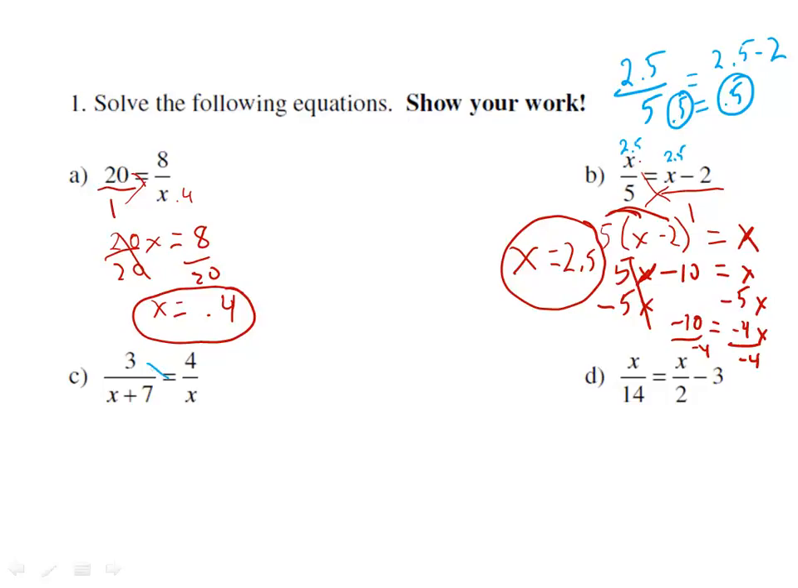Again, with C, cross multiply, so we have 3 times x, and again we have to use the distributive property. 4 times, we put our x plus 7 in parentheses. 4 times x is 4x. 4 times 7 is 28. So we have 3x equals 4x plus 28. Oops, I'm sorry, I meant to subtract.